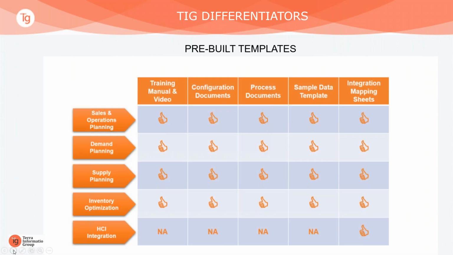Again, these are some extensions of our differentiators. We start all projects, we don't come in with a blank slate. We come in with pre-built templates. As you can see, we have training videos, configured documents, process documents, sample templates, integration mapping sheets. We have S&OP, demand planning, supply chain, supply planning, inventory optimization, and HCI integration. So we show up, we already have these documents, so you're not starting, we're adding value from day one.